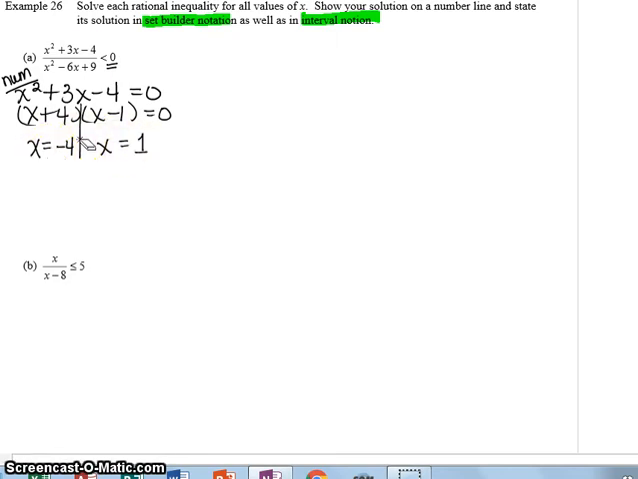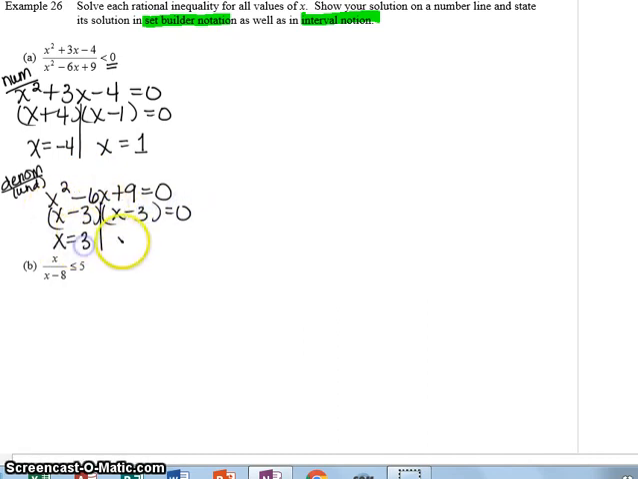In order for the denominator to be undefined, set the denominator equal to 0. So take your x squared minus 6x plus 9, set that equal to 0, and factor that. You're going to get x minus 3, x minus 3, so you get a repeated 3. You don't write that twice. So now here are my critical values.